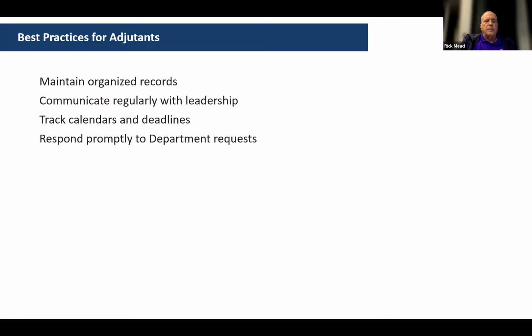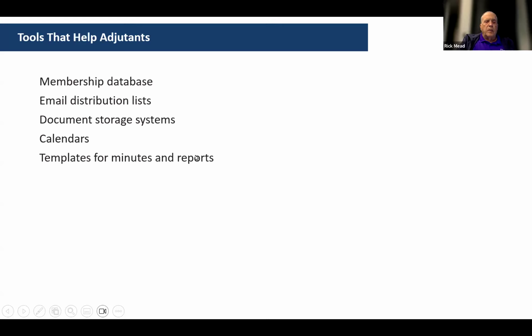Best practices for adjutants. Maintain organized records. There's lots of ways of doing this, and I'm actually looking at some digital ways that we can enhance this at the department level. But every post will want to have their model for how they are organizing the records and keeping those together. Communicating regularly with leadership. Track calendars and deadlines. Respond promptly to department requests. Okay, I got that.